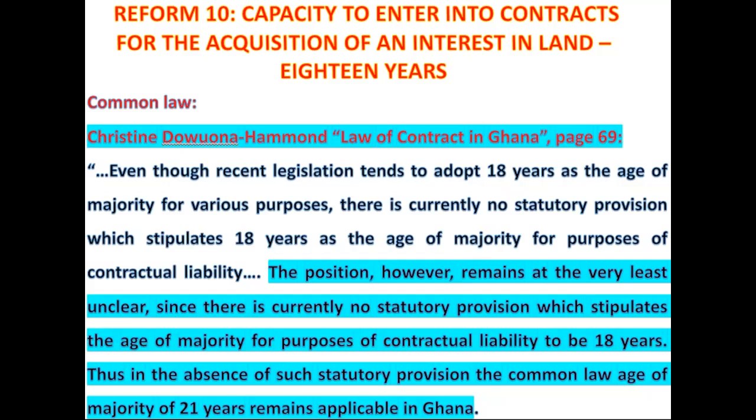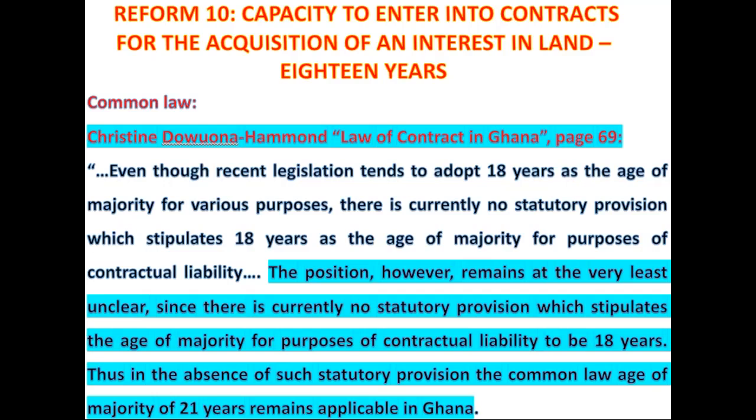End of quote. Now let me rehash the last sentence according to Christine Dowuona-Hammond in her book, Law of Contract in Ghana, at page 69. It says, thus, in the absence of such statutory provision, the common law age of majority of 21 years remains applicable in Ghana. What does this mean? It means that for purposes of contractual responsibility, before a person can enter into a contract, the age of majority is 21 years.